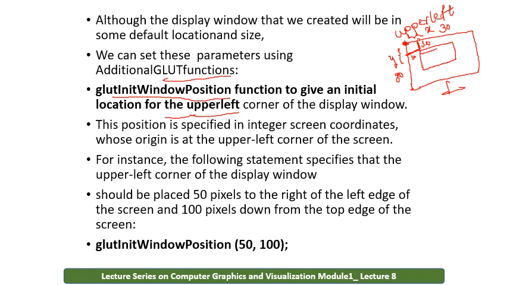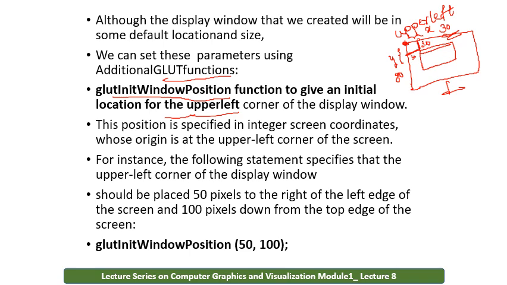So that our window will be displayed entirely at the upper left corner of the display. This distance will be measured from the upper left corner of the window, and the position is specified in terms of integer coordinates like 30. The upper left corner of the display window is placed some pixels to the right of the left edge of the screen and down from the top edge of the screen.